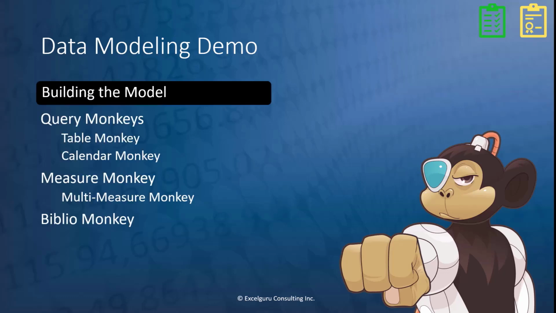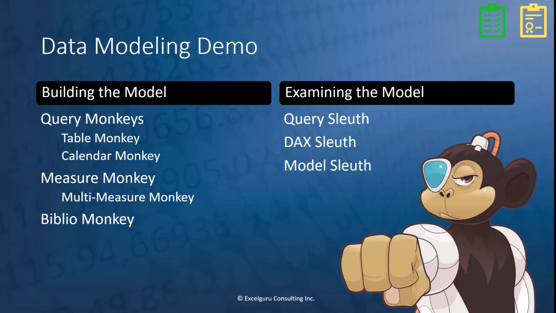So we're going to look at building the model using some query monkeys, including Table and Calendar Monkey, our Multi-Measure Monkey, and BiblioMonkey. And then we're going to look also at examining the model using Query Sleuth, DAX Sleuth, and Model Sleuth as well. Keep in mind, this is a mixture of free, but mostly pro features, although the vast majority of these will work under a pro trial as well. Let's go have a look.